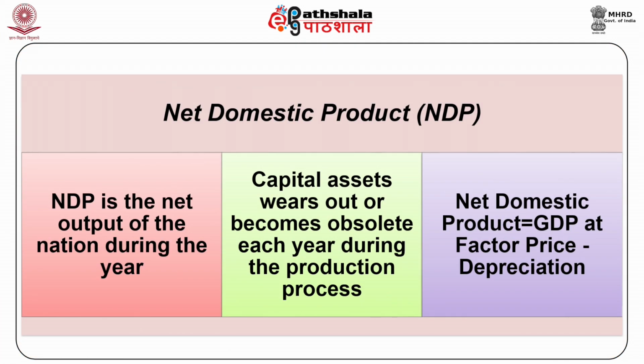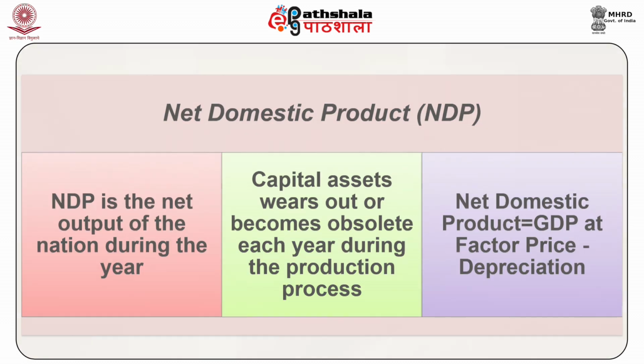B. Gross Domestic Product at Factor Cost, GDP FC. GDP at factor cost is the net value added by all producers within the country. GDP at factor cost is equal to GDP at market price less indirect taxes. C. Net Domestic Product, NDP. NDP is the net output of the nation during the year. Capital assets wear out or become obsolete each year during the production process. Thus, net domestic product is equal to GDP at factor cost less depreciation.